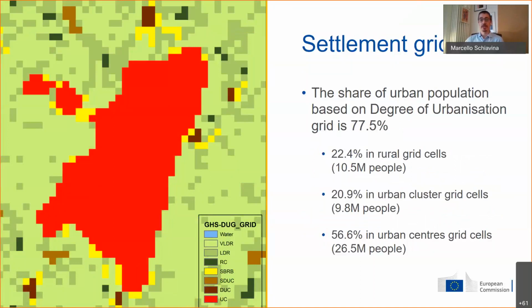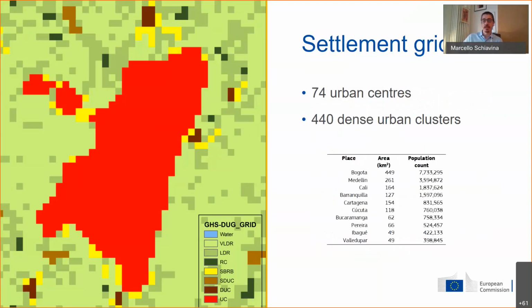Here is the settlement grid in the area of Bogota. And we are able to calculate some statistics like the urban population, urban center and urban cluster population together. That is about 77.5%, with almost 57% of people living in urban center, and the rest equally split in urban cluster grid cells and rural grid cells.